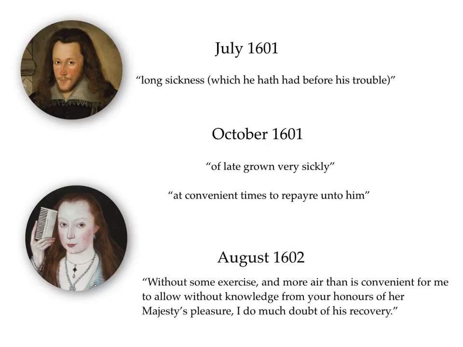In August of 1602, the Lieutenant of the Tower transferred the weak and very sickly Southampton to a more salubrious lodging, but warned the Privy Council that without some exercise and more air than is convenient for me to allow, without knowledge from your honours of Her Majesty's pleasure, I do much doubt of his recovery. He was permitted to leave his chambers and walk in the fresh air on the leaden roof above them.